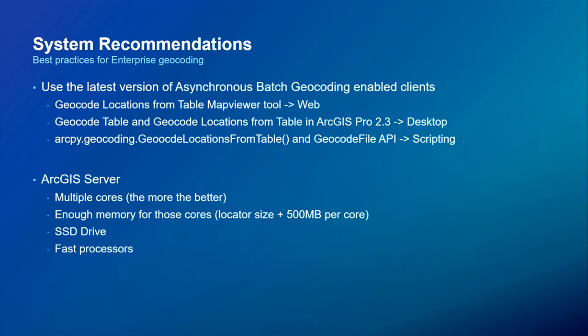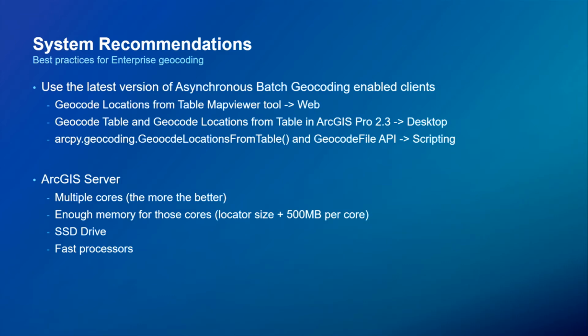The clients that leverage this pattern right now are the Geocode locations from table map viewer tool, in case you have a web UI that you want to use; the Geocode table pane and the Geocode locations from table tools in Pro 2.3 if you have a desktop environment; or the arcpy.geocoding Geocode locations from table arcpy call; or you could write REST requests directly against the GeocodeFile API in terms of scripting. So this is a high level of all the clients that you could use to leverage the batch geocoding system that I'm about to talk about.